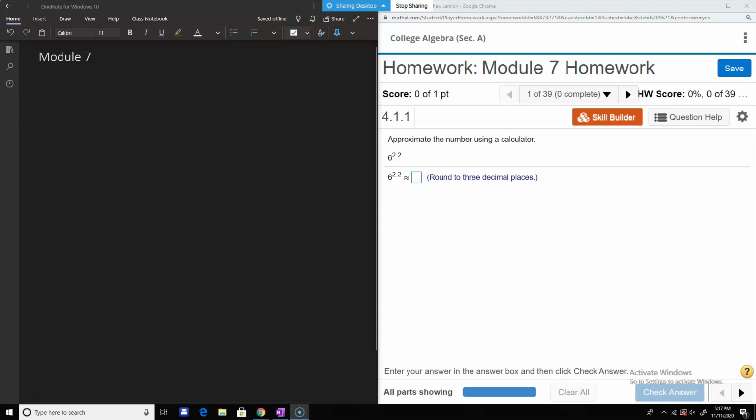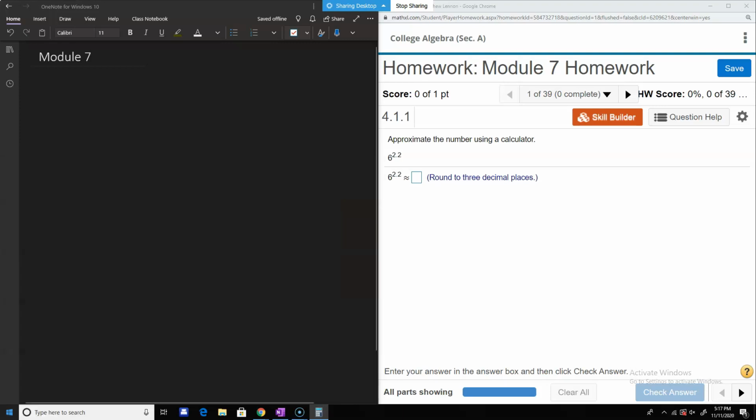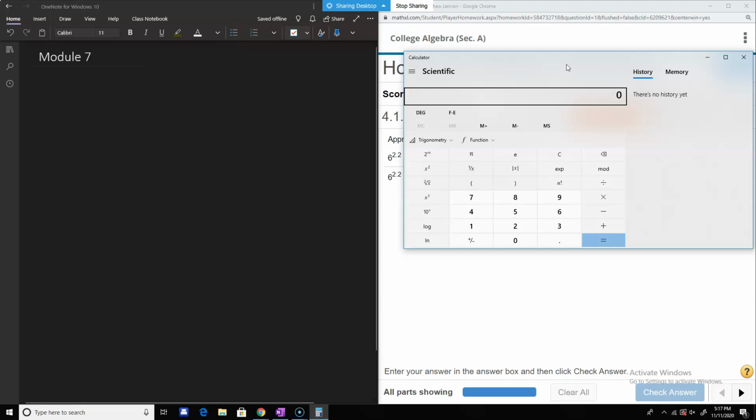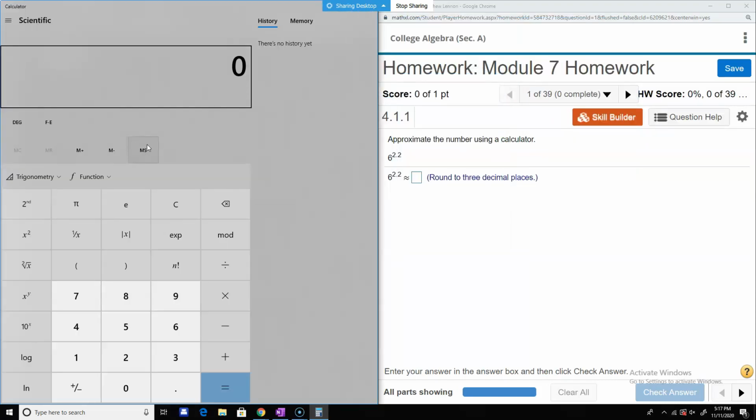And we're looking at some exponents here. So this is just an approximation. There's really nothing difficult about this one. You can use any calculator here as long as it has an exponent function. So I'm just going to use this one that's on Windows. The exponent button on this calculator is x to the y. Sometimes it's given with a caret.